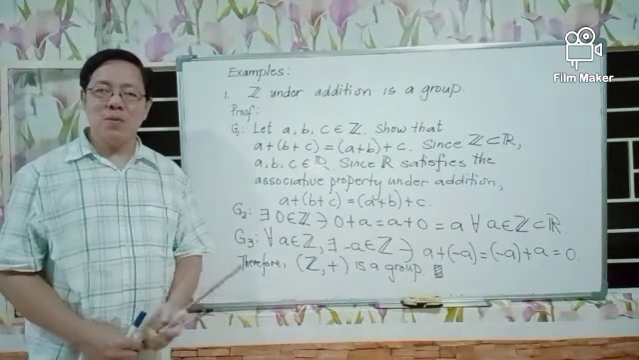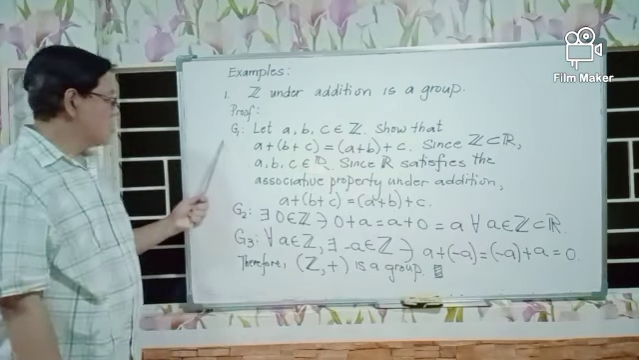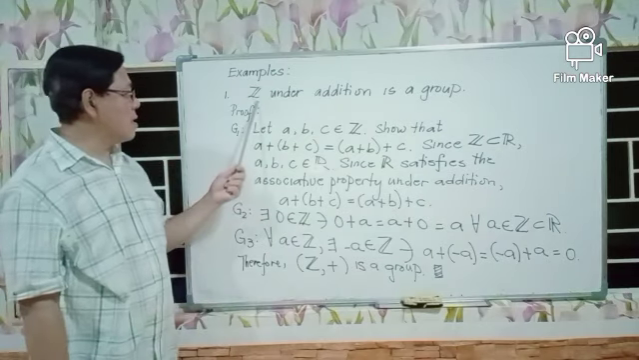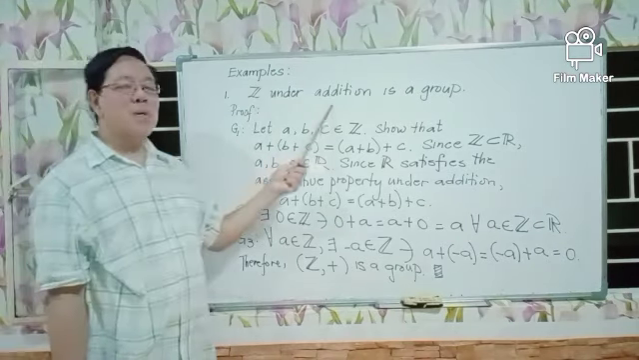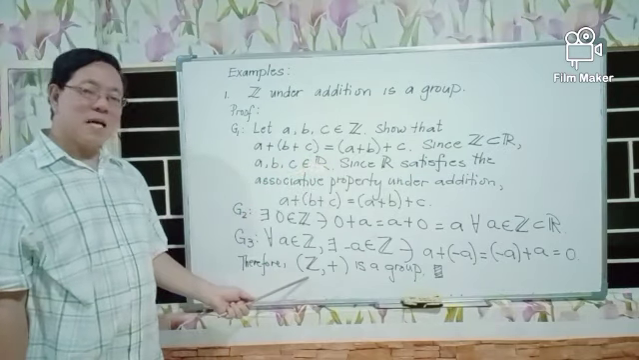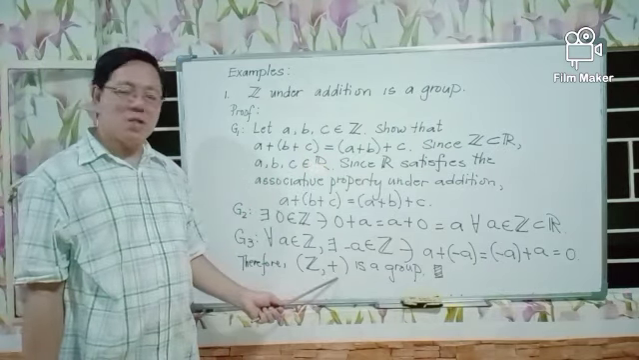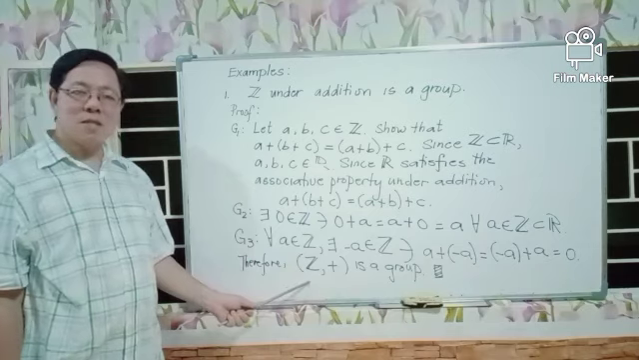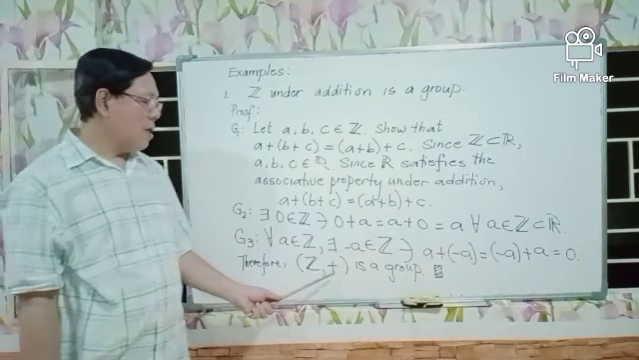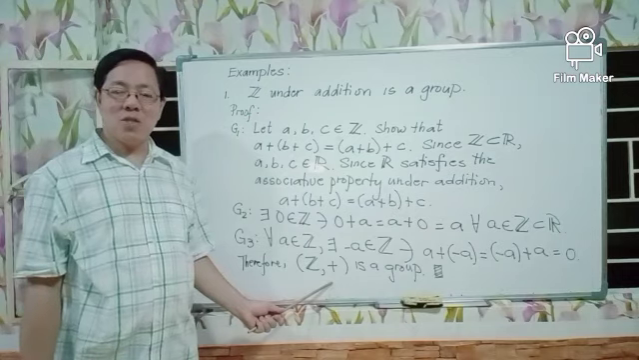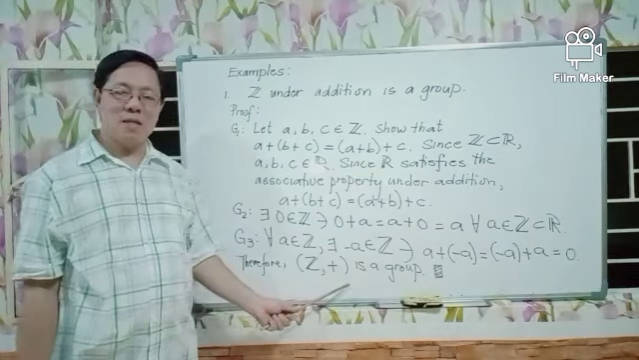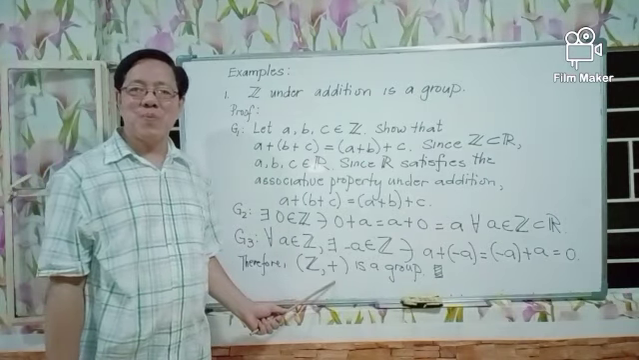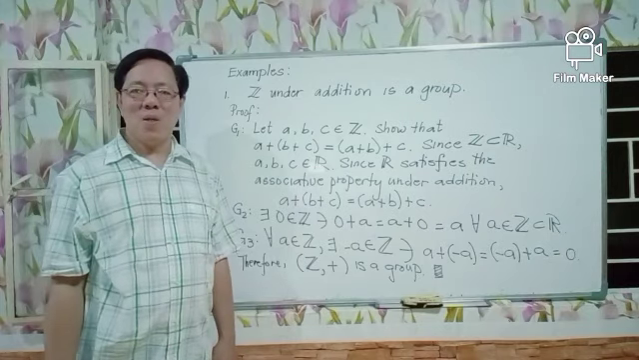We therefore conclude, because we have shown that the three properties G1, G2, and G3 of a group are satisfied by the set of integers under the operation addition, that the set Z together with the binary operation addition is a group, denoted by this notation: open parenthesis, the non-empty set Z, comma, the binary operation addition, close parenthesis. The set Z together with the binary operation addition is a group. We now take another example.